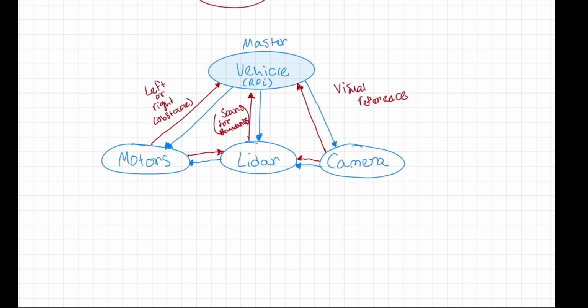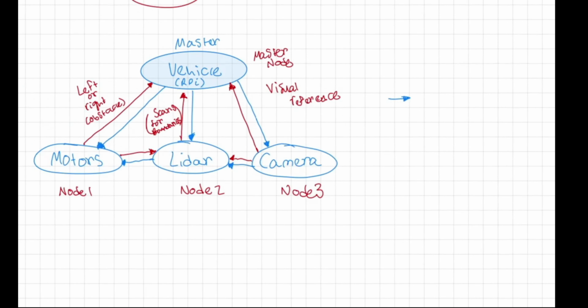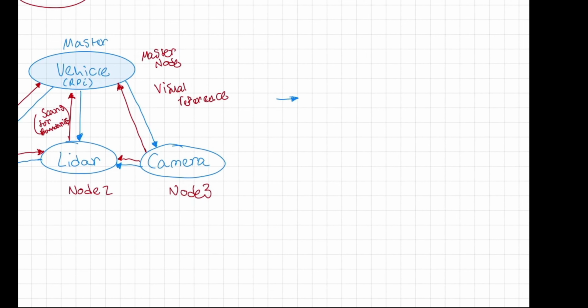So the way we call this is the master node here, this circle, and we have just regular nodes. We have node 1, node 2, and node 3. And what these arrows represent, we could say the blue, and I know it's not perfect because some of the arrows are kind of not facing the right directions, but the blue would be subscribers. And the red would be publishers.